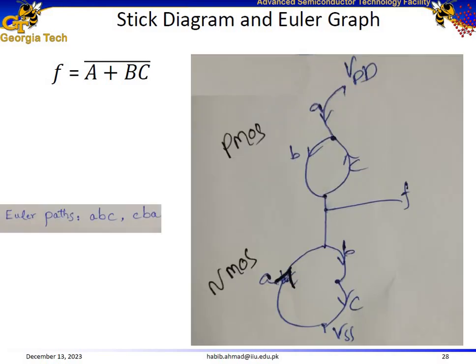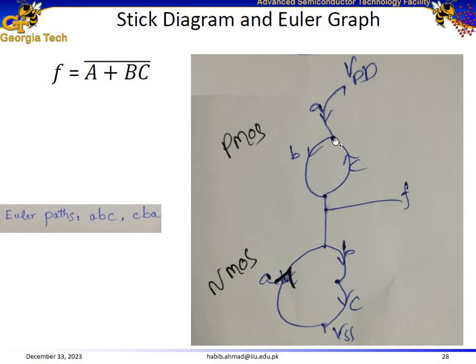So now we form the Euler graph, and from there we determine the Euler path. So here is the Euler graph for this circuit diagram. And the Euler path could be ABC in the pull-up network, and ABC also works in the pull-down network. So this is ABC as one solution.